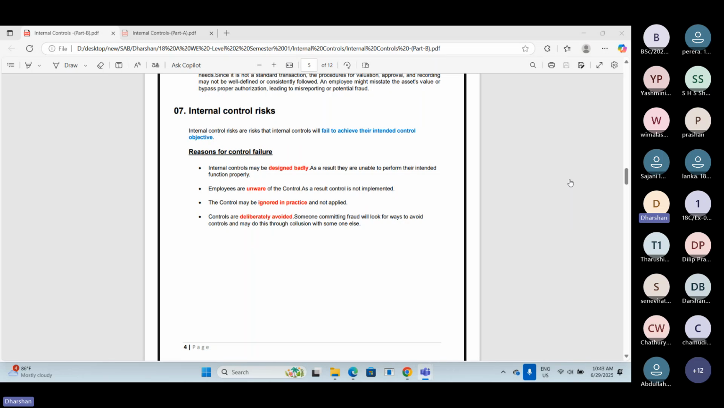I will give another example also when we are discussing deficiency. So designed, already designed. Authorized, approved, prepared, signature, signed, checked. Controls are there. I'm not saying controls are not there. Controls are already designed, but those are designed badly, which means controls are there.